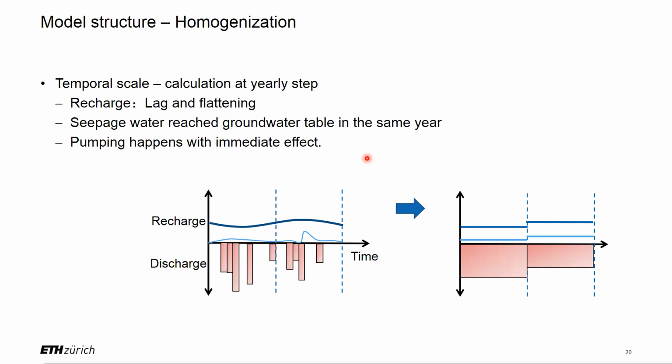For pumping, it is similar. The pumping happens with immediate effect and also within the same year. So whether the pumping happens at the beginning of the year or at the end of the year, it doesn't influence the water balance analysis. As long as we know the total water volume pumped in a year, we can do the calculation.